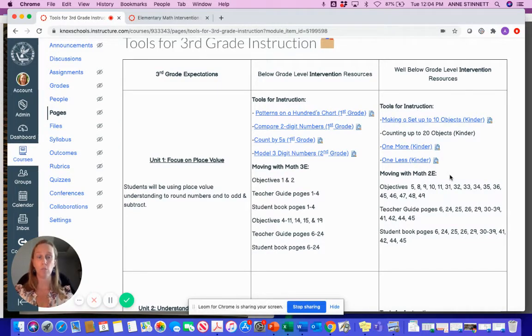This is a menu, so you can pick and choose wherever you need to start and wherever you need to go. Your students might need one or two of these resources. Your students might need all of them. It is up to you to determine what's best for them.